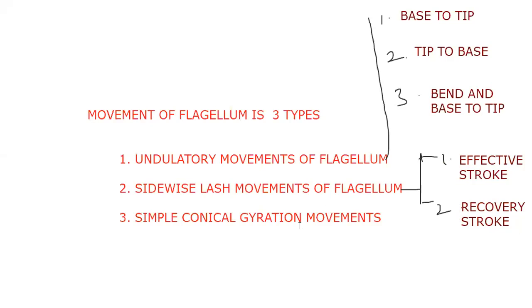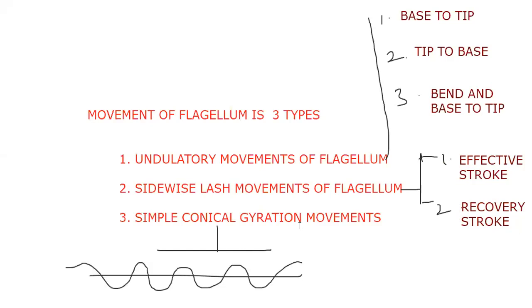In simple conical gyration movement, we said that the flagellum turns like a screw, and by rotating on its own axis, Euglena shows spiral rotation. There are three types of movements for the flagellum. This is a little complicated, but I think we are able to understand these movements of flagellum. In the next class, we will move towards the celiac.